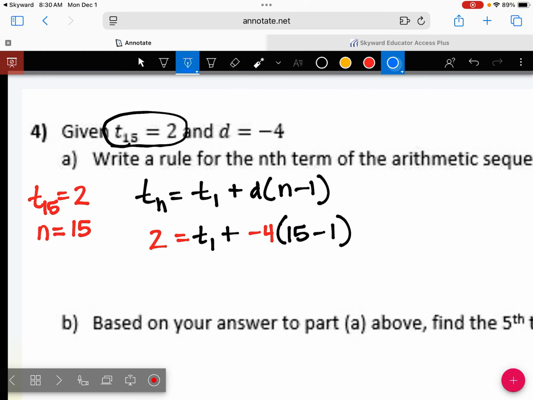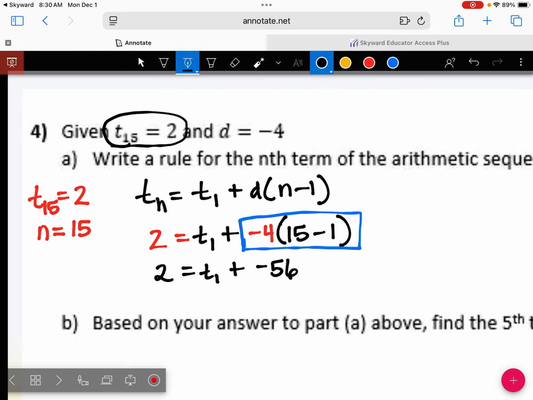So the first thing I need you to do is figure out what this number is right here. What is negative 4 times 15 minus 1? You okay over there, Jamie? Okay. So we got negative 4 times 14, which is negative 56. So what am I going to do to solve this for T1? I need to get this by itself. I'm going to add the 56.